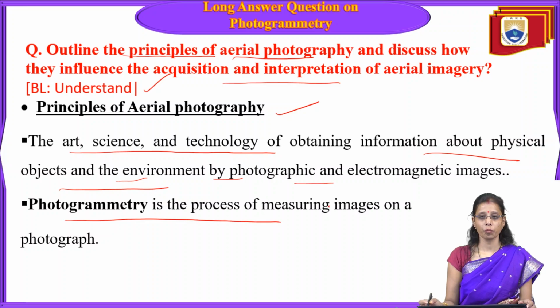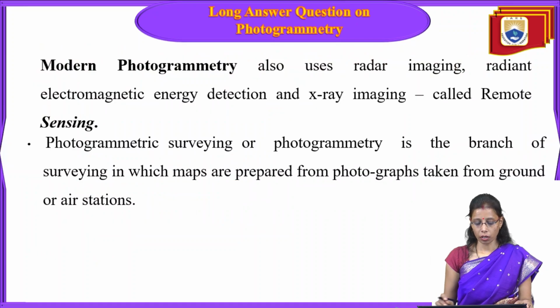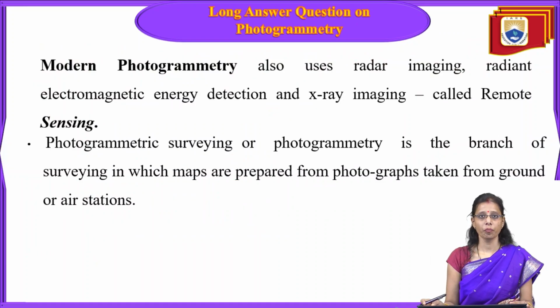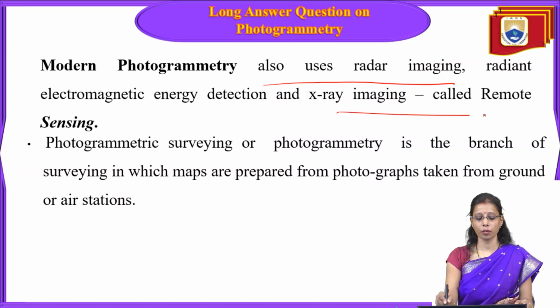Photogrammetry is a process of measuring images on a photograph, with the help of sensors and aerial photos. Now what is modern photogrammetry here? In digital photogrammetry, we use sensors, we collect digital images, and we try to find out the area and the height of the objects. It also uses radar imaging, radiant electromagnetic energy detection, and X-ray imaging, and it is called remote sensing.